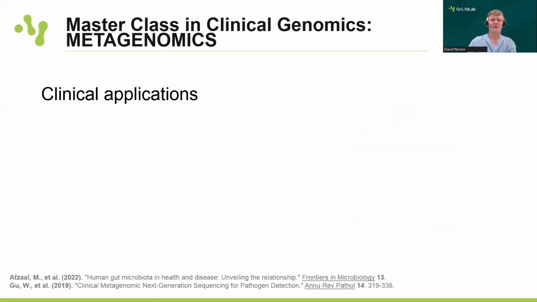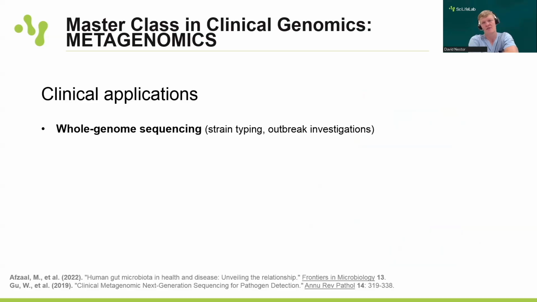So what are the possible clinical applications of metagenomics? First, we could mention whole genome sequencing. In fact, whole genome sequencing is not really metagenomics in the sense that you only sequence one bacterium at a time, for example. But we use that in clinical routine for strain typing or outbreak investigations, and we use the same platforms for this purpose, although we only look at one species at a time.